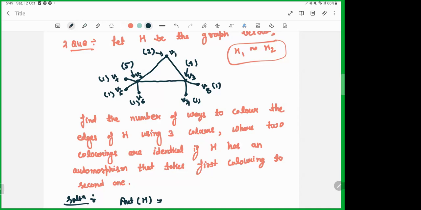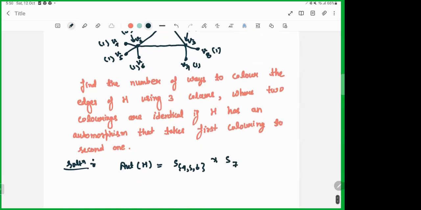So what are the possible interchanges? V4, V5, and V6 can be interchanged among themselves, and then V7 and V8 can be interchanged. So the automorphism group is the symmetries of 4, 5, and 6, product with the symmetries of 7 and 8, right? So what is the cardinality of the automorphism group of H? What is the cardinality of the symmetries of three symbols?